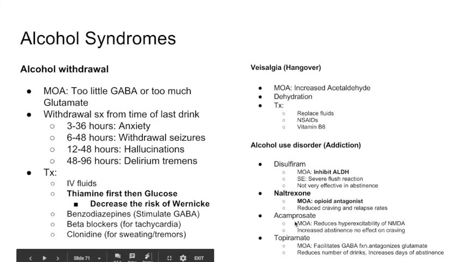Next medication is called acamprosate, and how it works is that it reduces hyperexcitability of NMDA. It increases abstinence and has no effect on craving. It's a low yield drug. Topiramate has also been used because it facilitates GABA function. It has been found to reduce the number of drinks and increase days of abstinence.